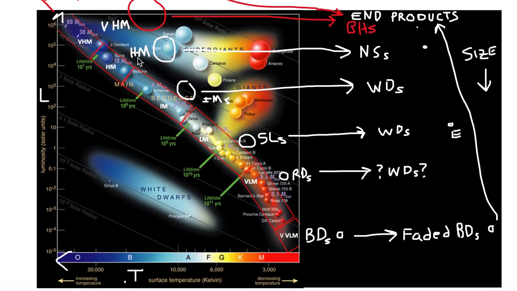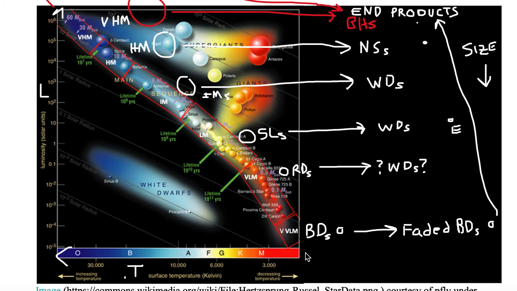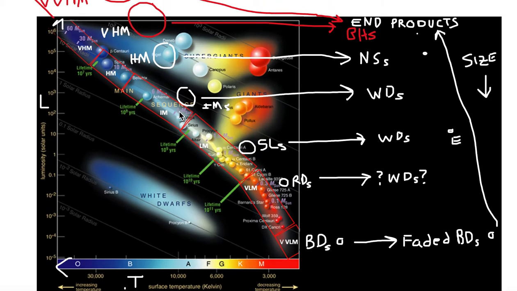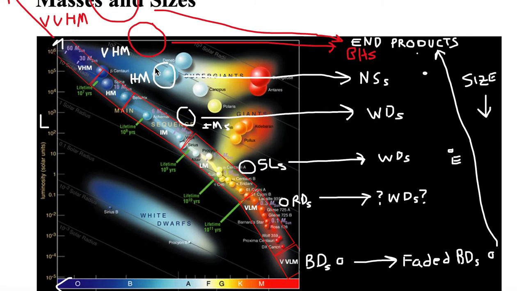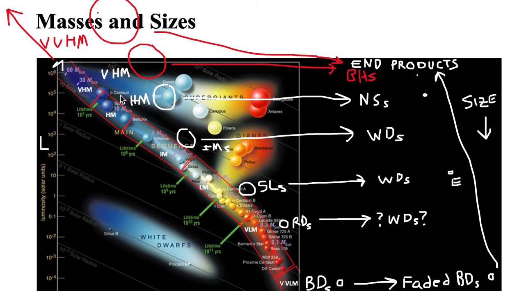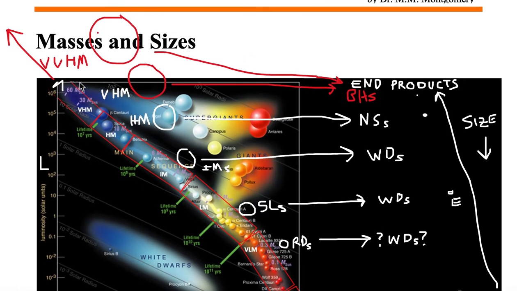Also notice the sizes of the stars on the main sequence. Your brown dwarfs are about the size of Jupiter. The red dwarfs are slightly larger. It's a small star. Your LMs, or your sun-like stars, are about the size of the sun. Intermediate mass stars are slightly larger. Your high mass stars are slightly larger than your intermediate mass. Your very high mass stars are larger than your high mass stars. And your very, very high mass stars on the main sequence are the largest size stars.